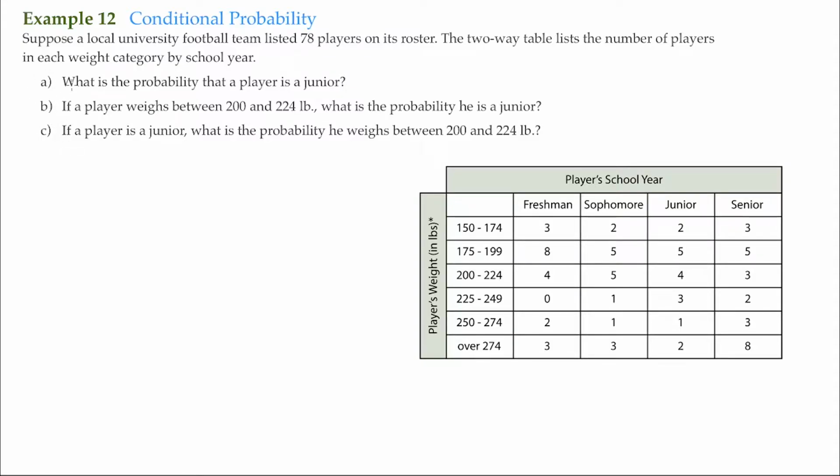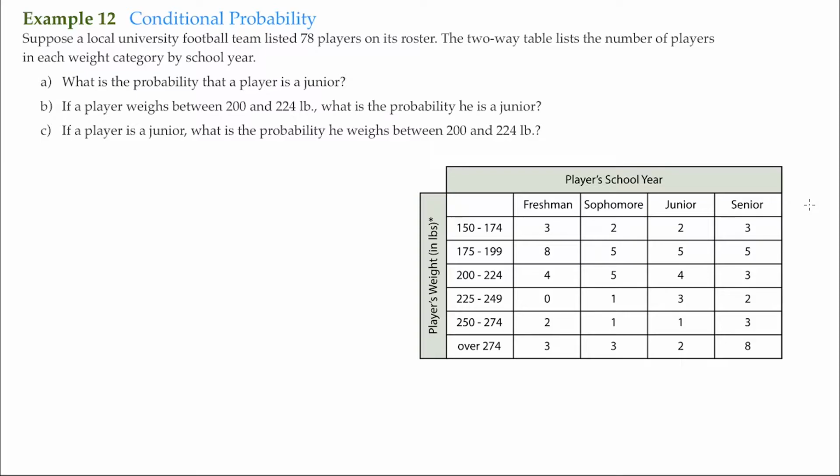So here we revisit this two-way table from an earlier section. And remember that this is called a two-way table because it represents two variables. The first variable is represented by rows. They go horizontally here. And this one is identified by the players' weights. That's broken up into these individual categories here. And the other variable is represented by the columns. And that's identified by the player's school year. And it's broken up into these four categories: freshman, sophomore, junior, and senior.